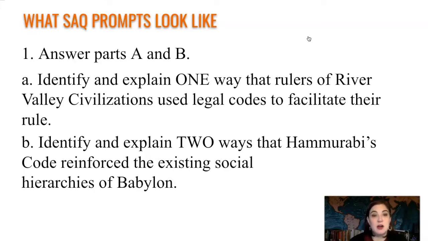The second part, identify and explain 2 ways that Hammurabi's code reinforced existing social hierarchies. So for this one, you'll have to go back and look at your notes and think about, what are the social hierarchies in ancient Babylon? What was that like? Why did these hierarchies exist? Maybe even reread Hammurabi's code, the portion that we read in class. That would be a good way to sort of be working on a response for that.